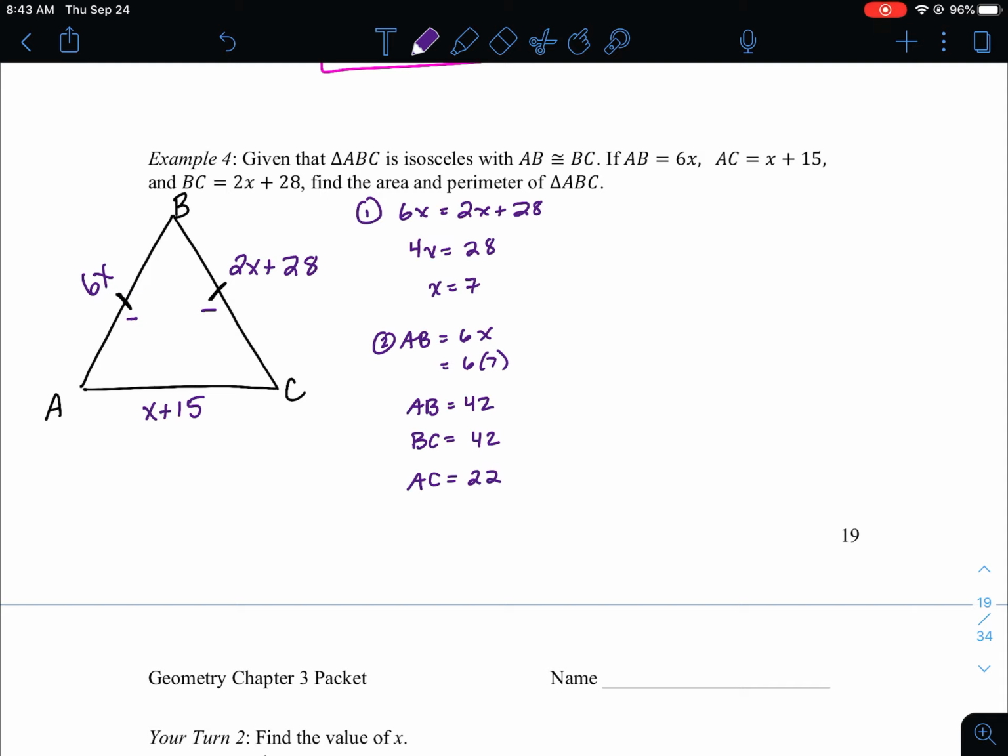All right, so now we have all 3 sides. Wonderful. That's going to help us find the area and perimeter. So third step, we'll do perimeter first. That's the easier one. So to find perimeter, we have to do 42 plus 42 plus 22, and we find that the perimeter is 106 units.